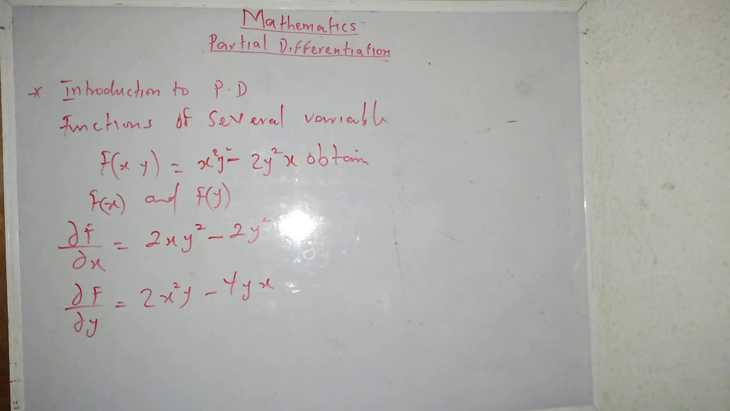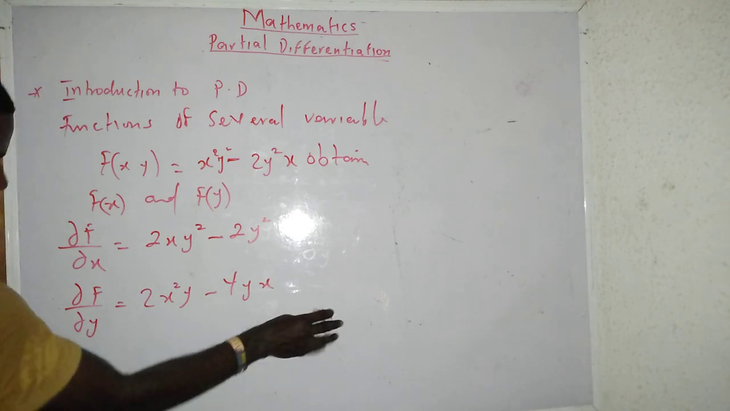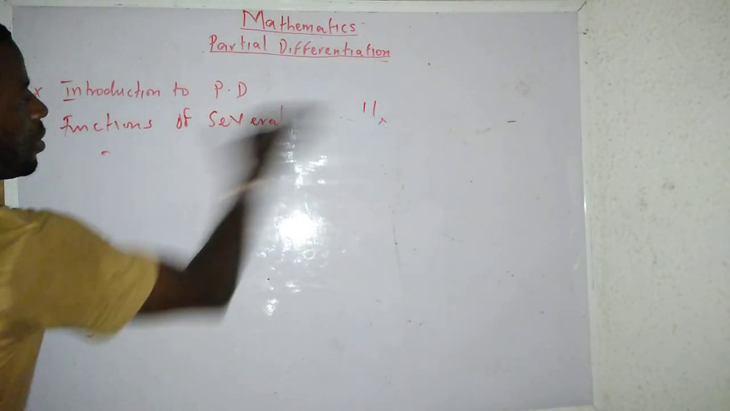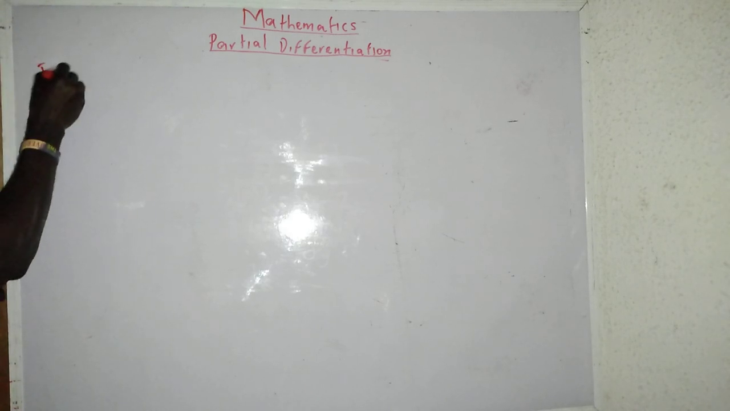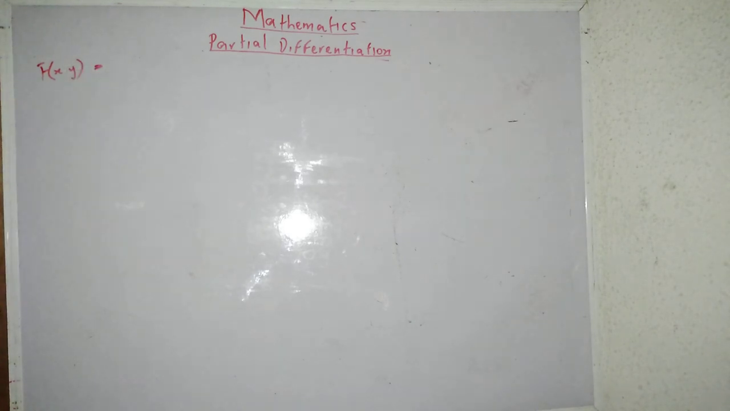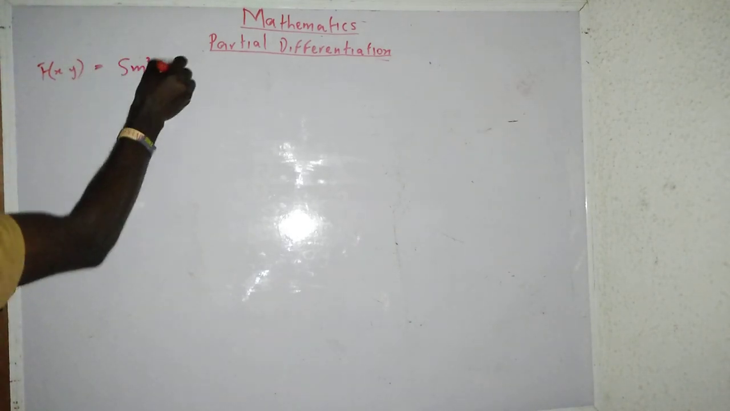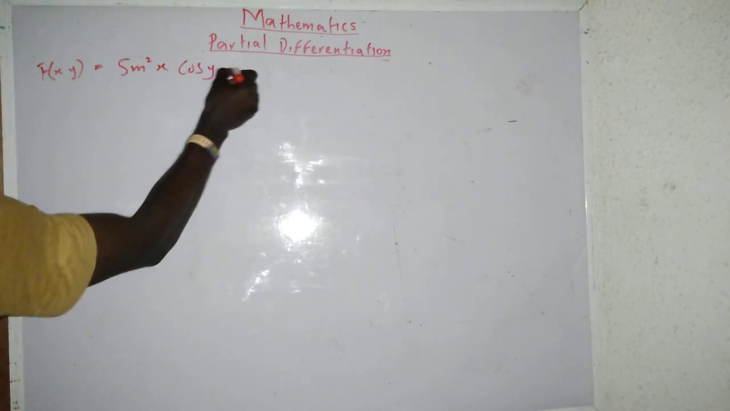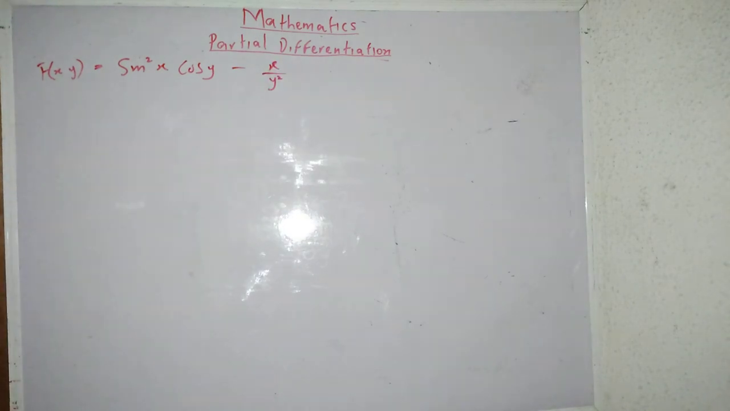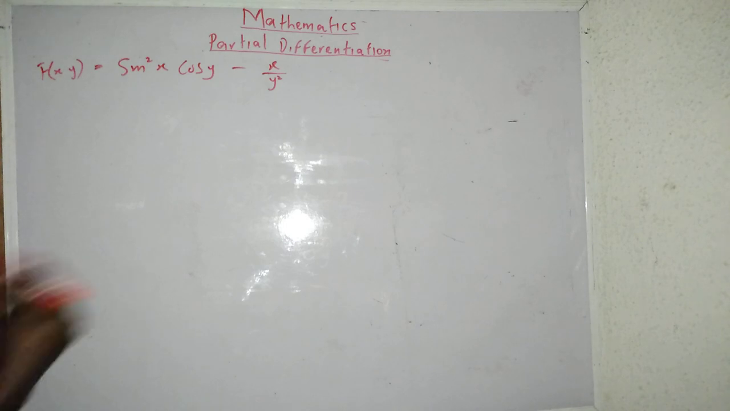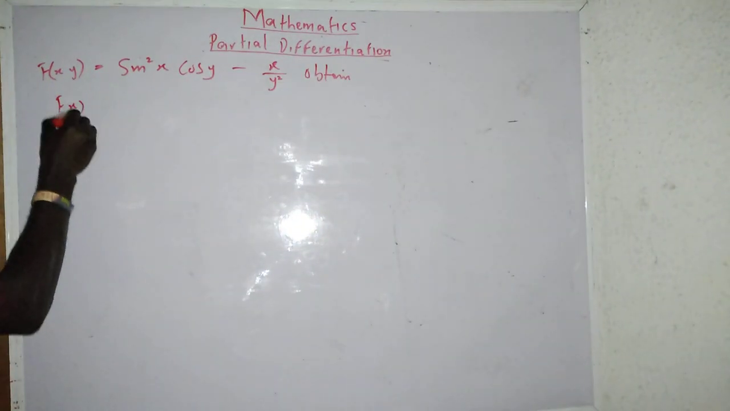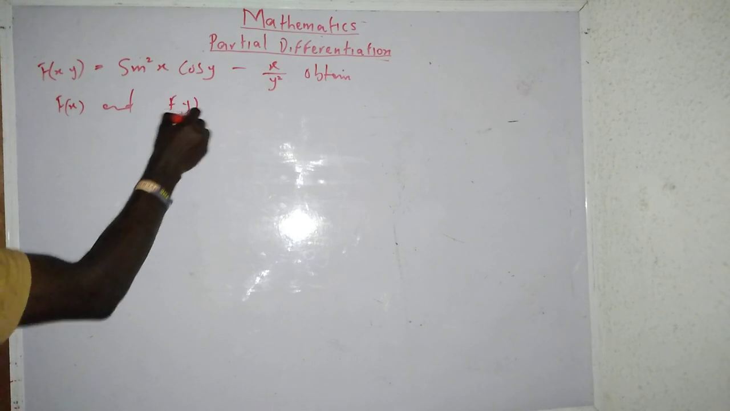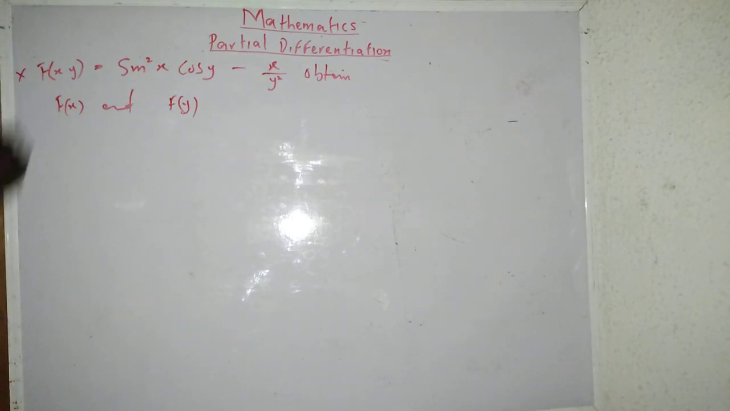Now, let me give out some problems on these aspects that can come up during exams or anywhere else. Let's try to obtain something of this nature. I have f of x, y equals sine squared x cos y minus x all over y squared minus y all over x squared. Now I want to obtain f of x and f of y. To solve this problem, the solution.